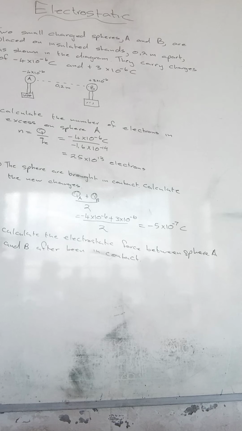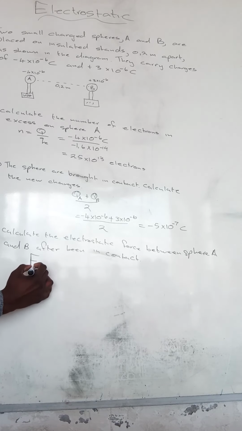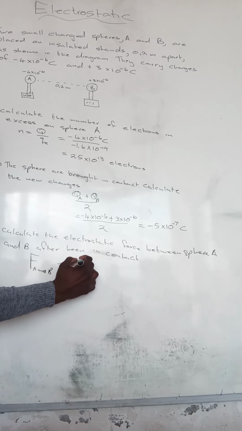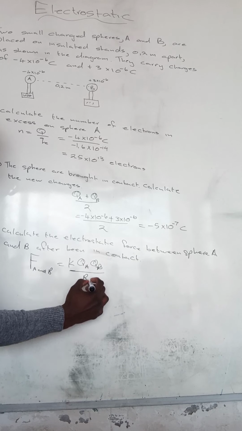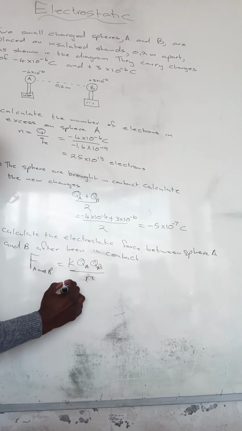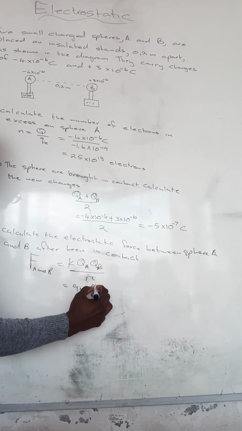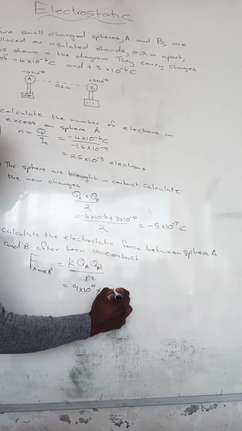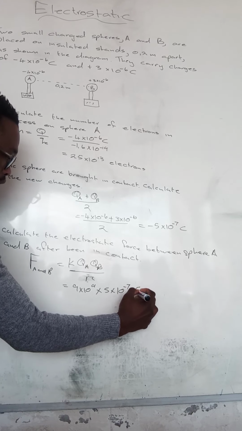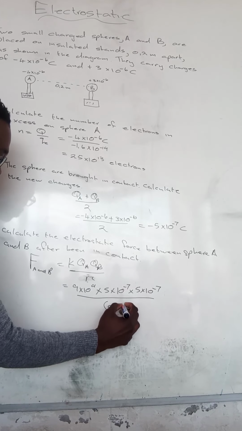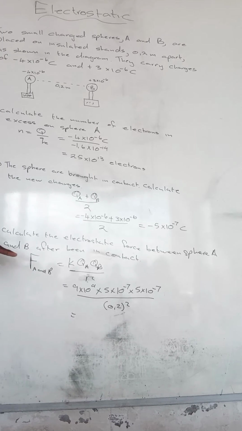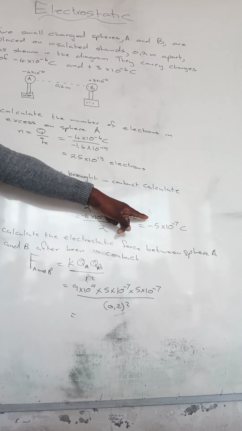Now they want the electrostatic force. We know the electrostatic force F between A and B is equal to K QA QB over R squared, which is K, 9 times 10 to the power of 9, times 5 times 10 to the negative 7 times 5 times 10 to the negative 7, divided by 0,2 squared. Remember to put the sign in, because we know it's a force of repulsion since both are negative.